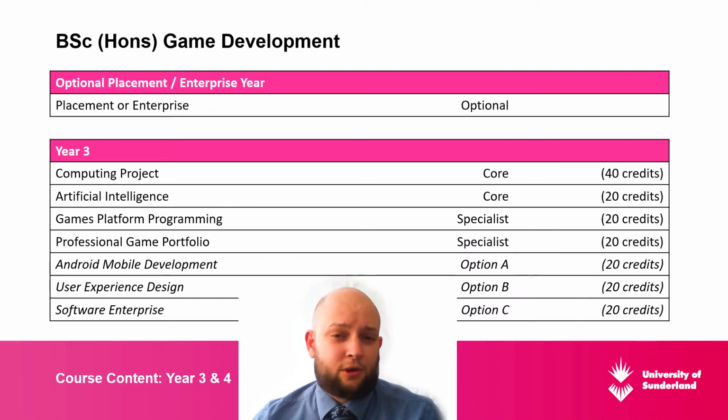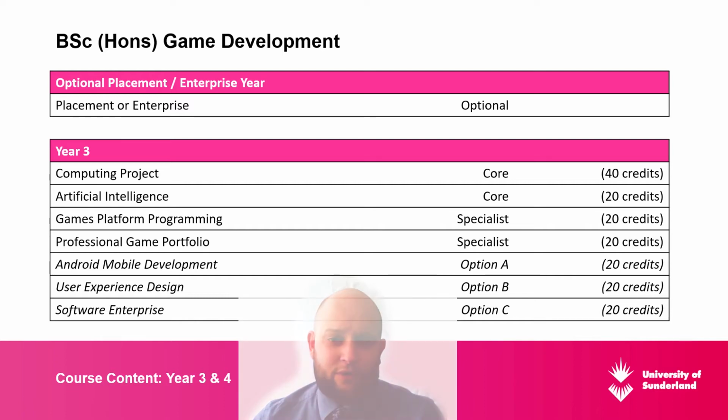In your final year, you'll complete that computing project, looking at a particular area of games development and researching it in detail. You'll do some artificial intelligence to really hone your skills. You'll develop for a platform such as PlayStation or mobile. You'll create a portfolio that you can use to show employers. And you'll have the option of choosing another module such as Android development, user experience design, or software enterprise.